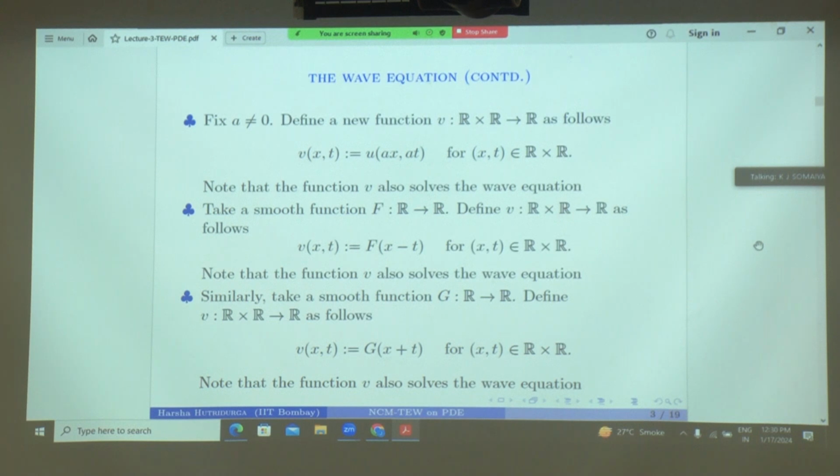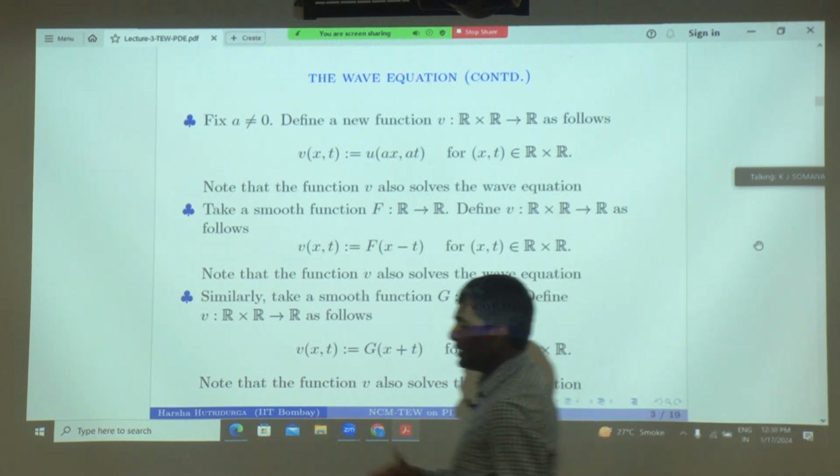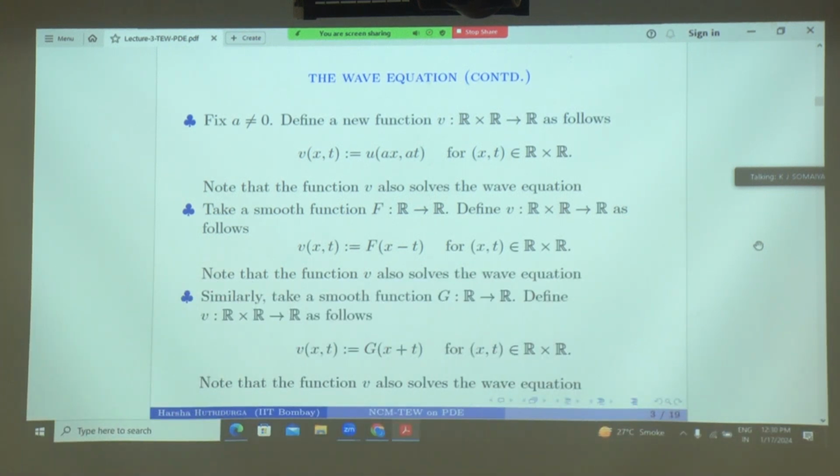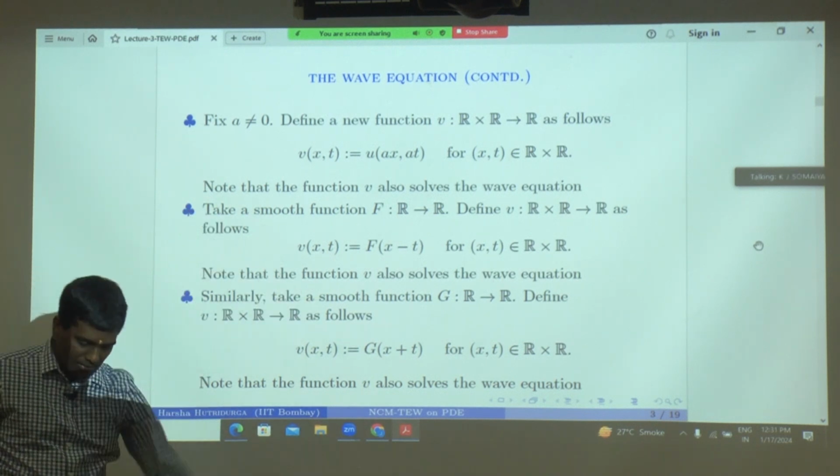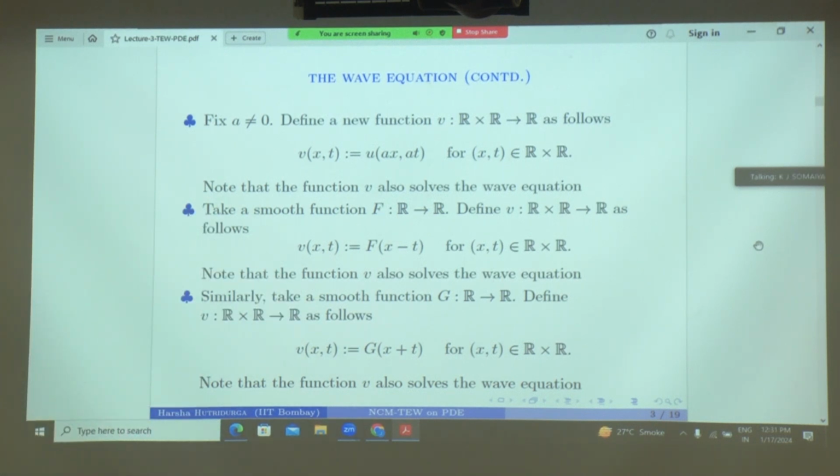Okay? So this is the one-dimensional wave equation that we are trying to understand. Your x runs in the whole of R, and t runs in the whole of R. I hope this is clear. These are just consequences of what we know from calculus. There is nothing much to this. You just have to do those composition rules and differentiate and check.